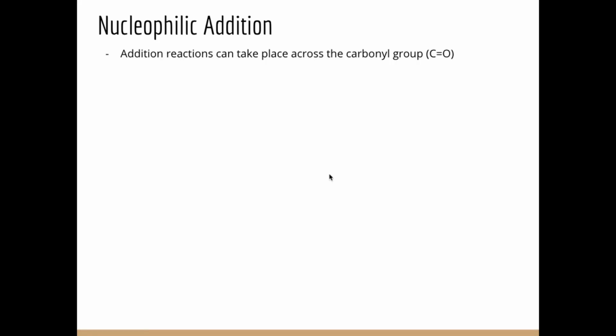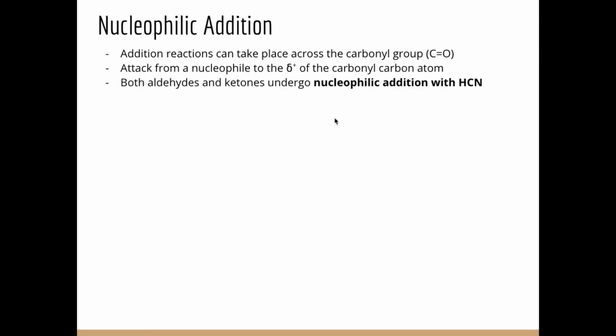That means that delta positive carbon is an electrophilic carbon, so it's susceptible to attack from a nucleophile. Nucleophile is a liker of the nucleus, so it's looking for some sort of positive charge. Our carbonyl carbon has a partial positive charge on it. So both aldehydes and ketones will undergo nucleophilic addition with HCN. HCN being hydrogen cyanide. So we generate the hydrogen cyanide in situ. So in situ means that we are making it in the reaction vessel.